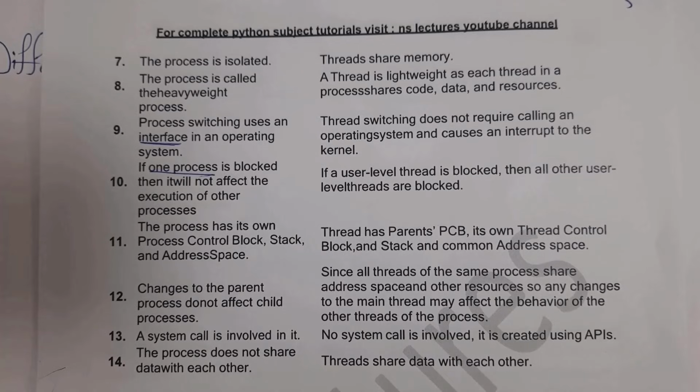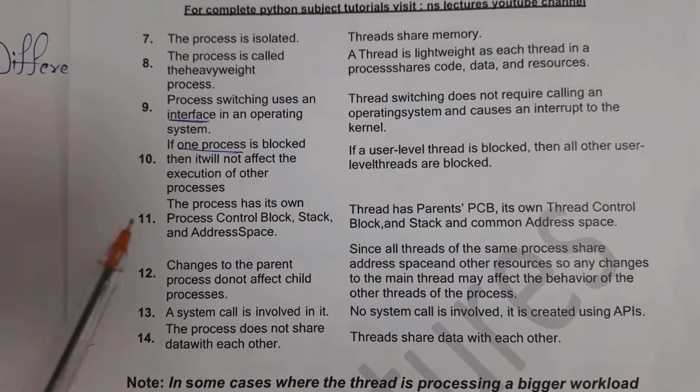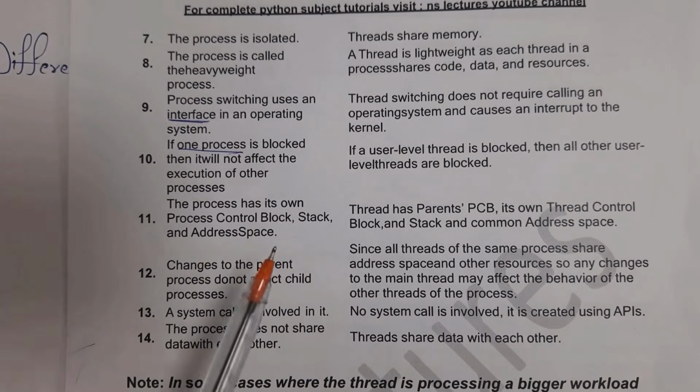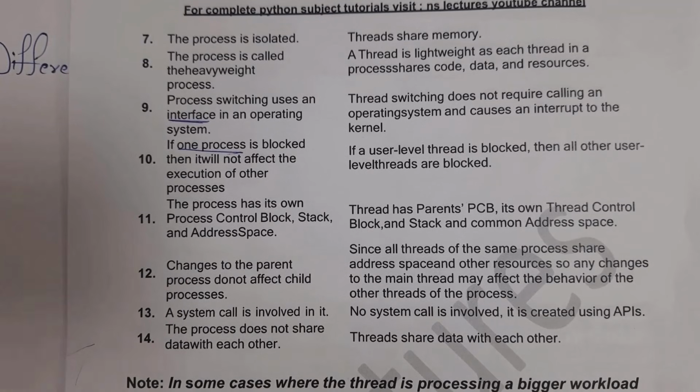If one process is blocked, it will not affect other processes, whereas if one thread is blocked, it will block all other threads. The process has its own process control block, stack and address space, whereas a thread does not contain a process control block, stack and address space. Whatever changes are made to the parent process will not affect the child process, whereas in thread, any changes made to the main thread will affect all other threads.